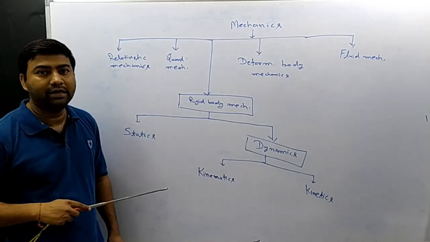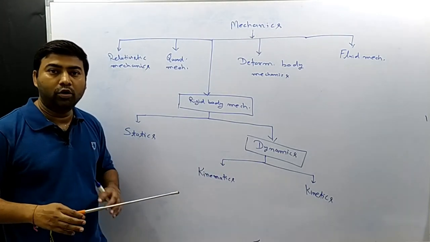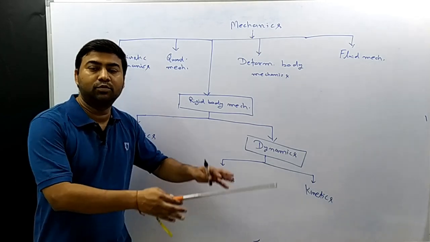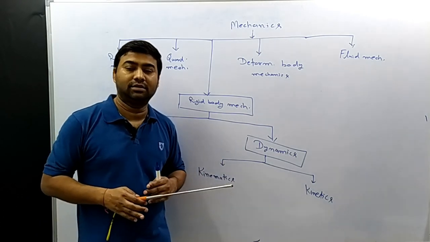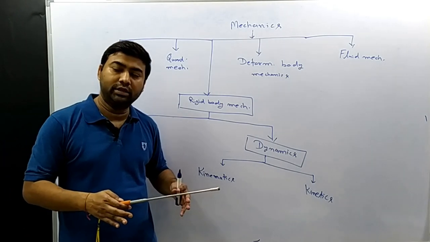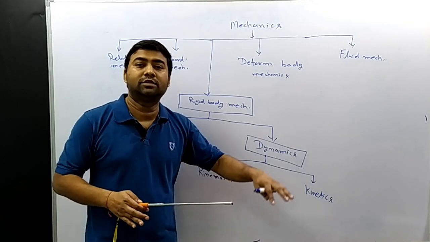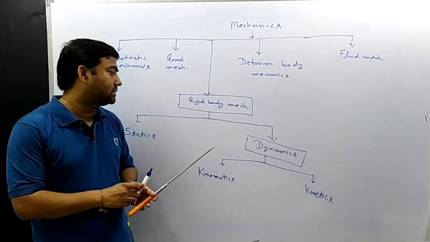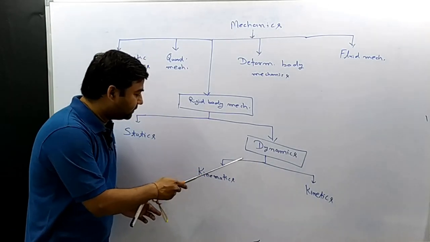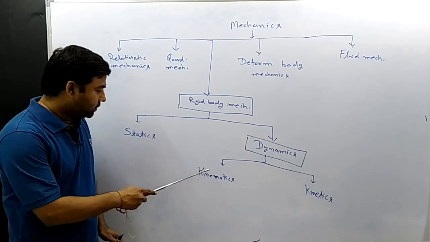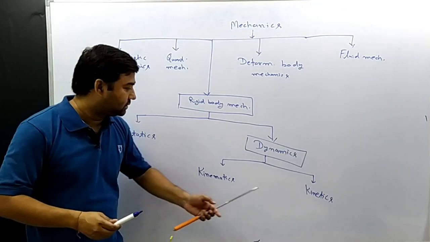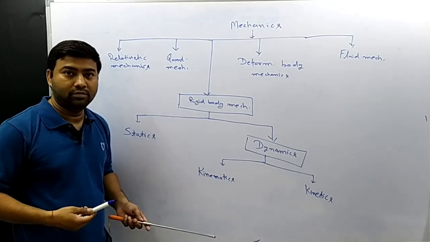The second branch is dynamics. As its name suggests, the body is under motion. The body is changing its position. It is under acceleration, changing its motion. It is not in equilibrium. Forces are acting on the body and the body is changing its motion. That study is carried out under dynamics. Dynamics is further divided into two parts. The first part is kinematics.